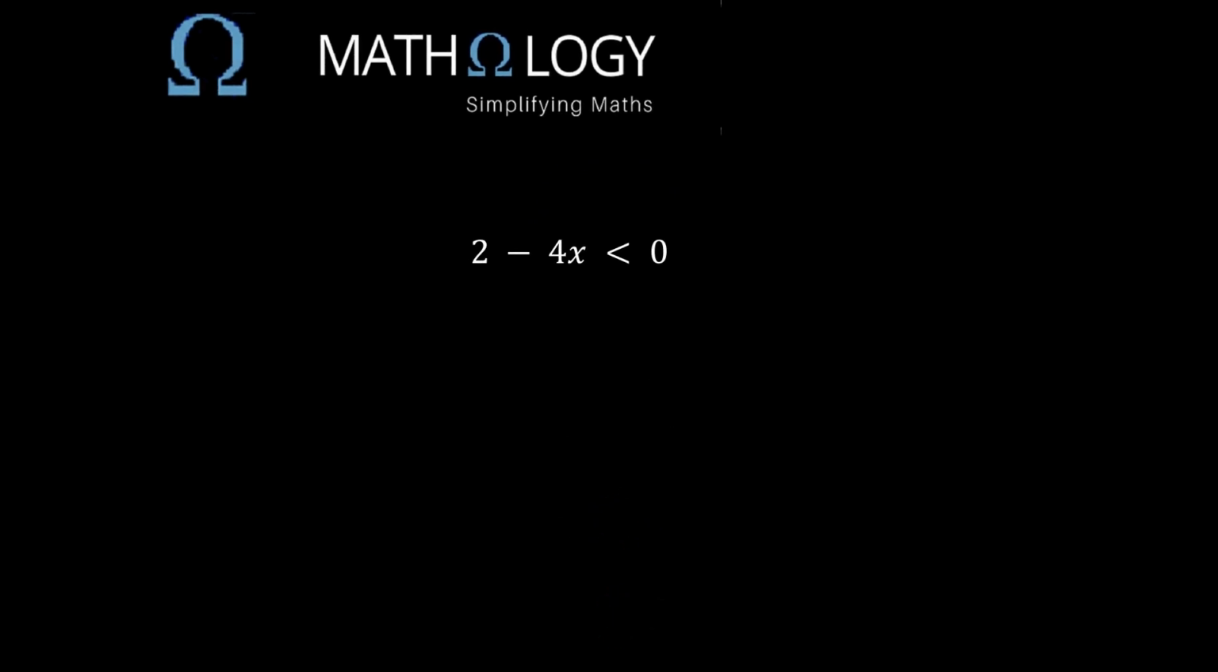The second way of solving this inequality is by moving the constant term, 2, across to the right, and then divide both sides by the coefficient of x, which is -4. However, when dividing by -4, you also need to reverse the inequality sign. Therefore, x is greater than a half.